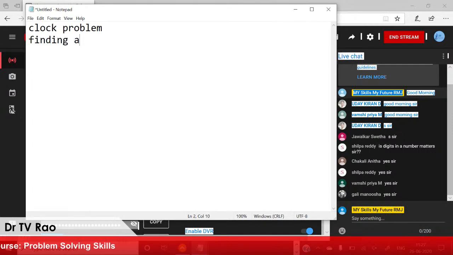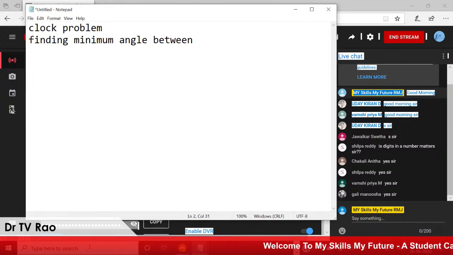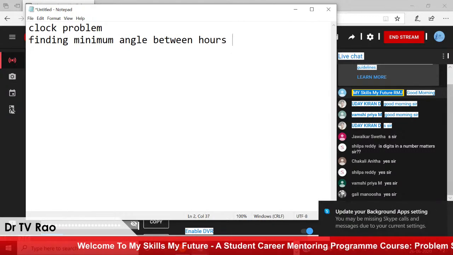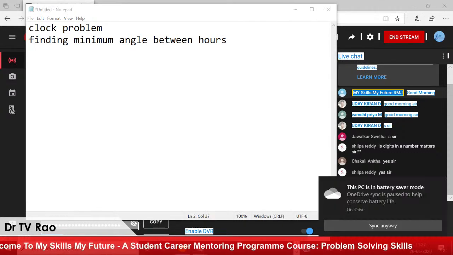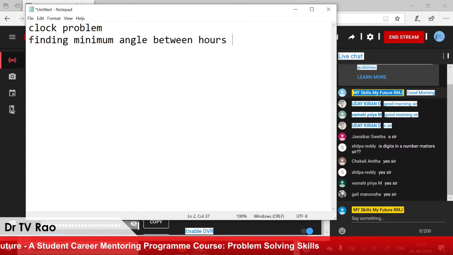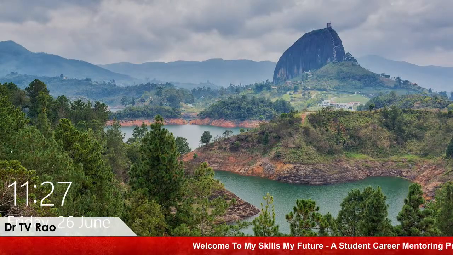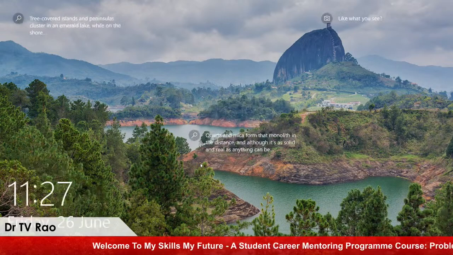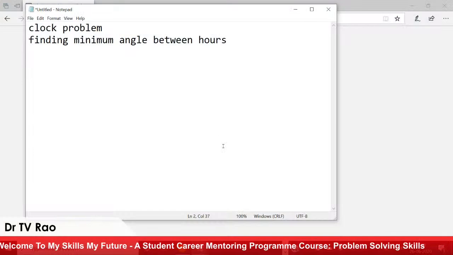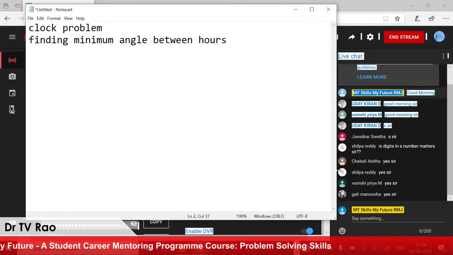Finding the minimum angle between the hour's hand and the minutes hand. Okay.